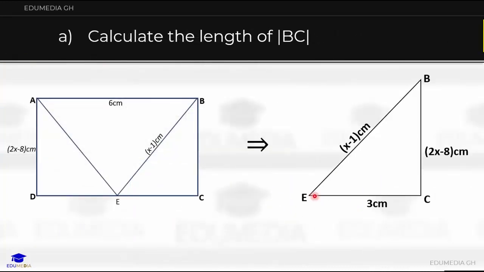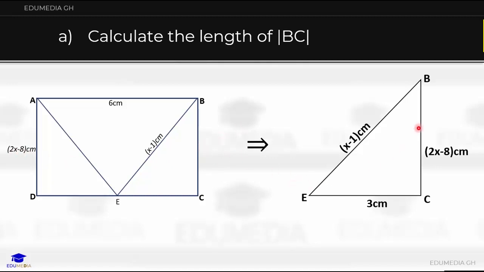To calculate the length of this, first of all, we need to factor out line BC. Where is it located? Line BC is located here. Hence, we are going to take this side of the shape out. This gives us a right angle triangle. And let's also remember that we are looking for line BC, which is the same as line AD. Hence, the figure for line AD is the same as the figure for line BC.